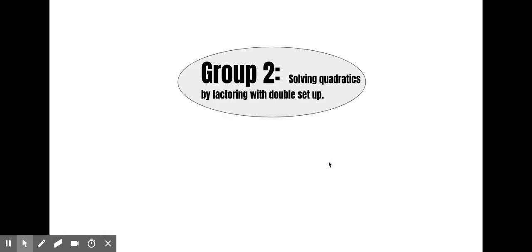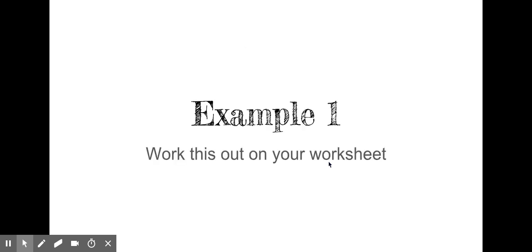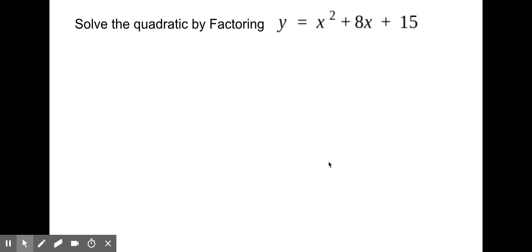Hello students, this video is especially for group 2 and the purpose of this video is to show you how to solve quadratic equations factoring using the double setup. On your worksheets, please look at example number 1 and copy the notes and try this problem with me as you watch the video. Feel free to pause whenever you need to.